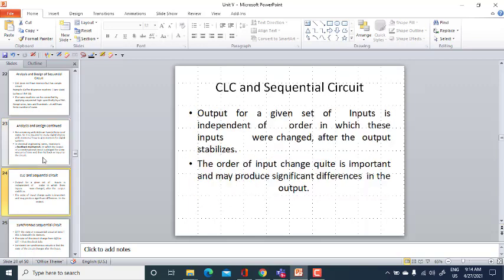Coming to the combinational logic circuit and the sequential logic circuit, the main difference is that for the combinational logic circuit, the output for a given set of inputs is independent of the order in which these inputs were changed. I may give any set of inputs, and I will have a specified or stabilized output after some time. That is your combinational logic circuit. Whereas in the sequential logic circuit, you have to give the input in sequence. The order of the input is quite important, because it produces significant differences in the output. That is the main difference between the combinational logic circuit and the sequential logic circuit.